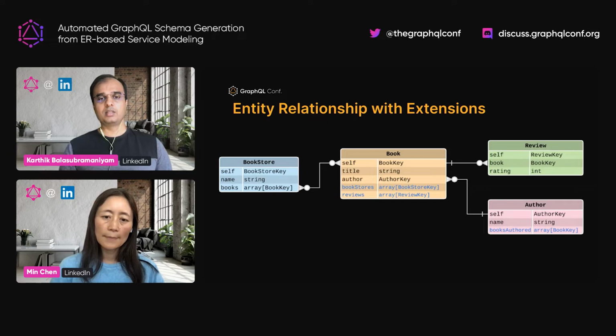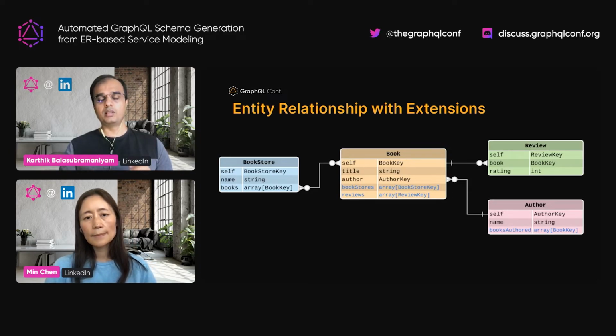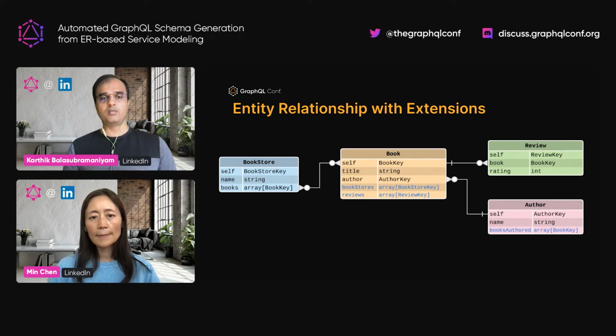So this helps a client to traverse this graph and go from one entity to all the related entities. For example, if somebody has a book key, they can resolve that book key to get the book it represents, and then follow the reviews link to get all the reviews for that book. Or if somebody has a book, they can use the author link to go to the author of that book, and then use the author's books link to get all the books that are authored by the same author of the original book.